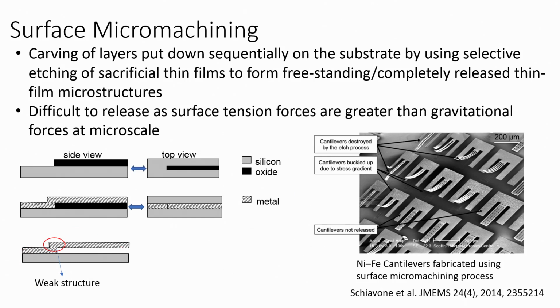Now, surface micromachining is the carving of layers put down sequentially on the substrate by using selective etching of sacrificial thin films to form freestanding, completely released thin film microstructures. That is what surface micromachining does, right. It carves layers put down sequentially on the substrate.